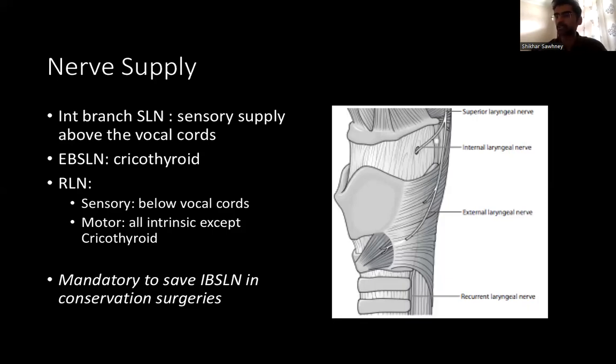This is the branch that we need to preserve so as to preserve the innervation to the cricothyroid muscle, because that would ensure that the patient has adequate pitch even after surgery. Does that answer your question?